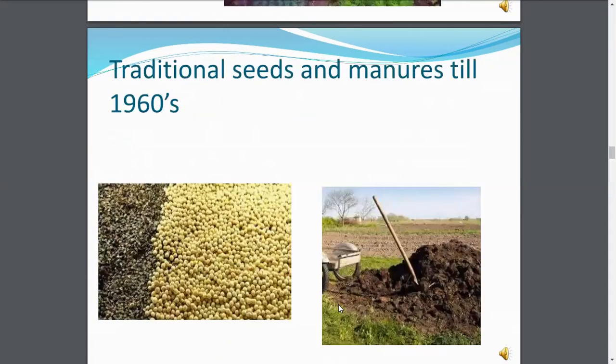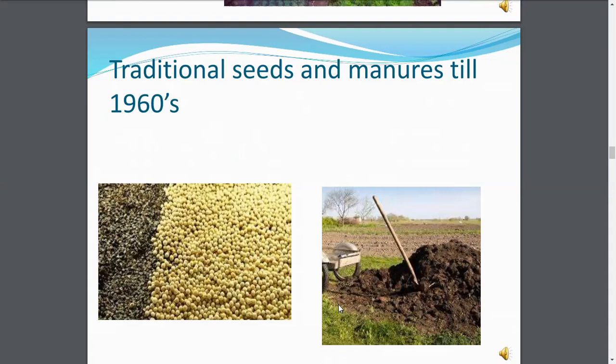Okay. Traditional seeds and manures till 1960. This is what they are telling about how the traditional seeds and manures are there. For example, you must have heard about HYV seeds, that is high yielding variety seeds. These seeds give a good production compared to the normal seeds. These seeds are processed in the laboratory, so they give more production. But this type of seed needs fertilizers and pesticides also. So when we are doing that, our land is losing its own fertility.